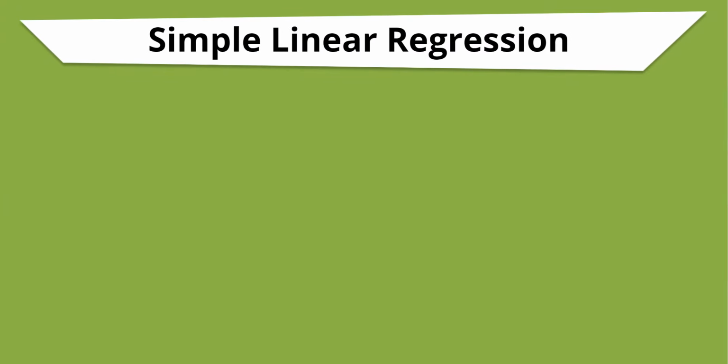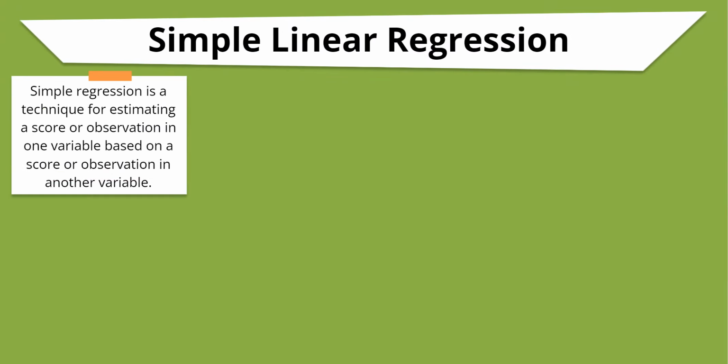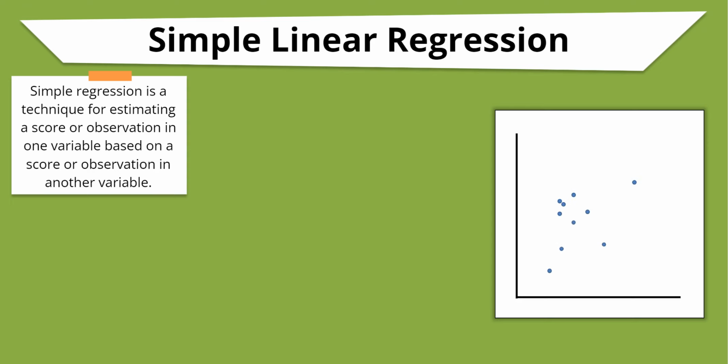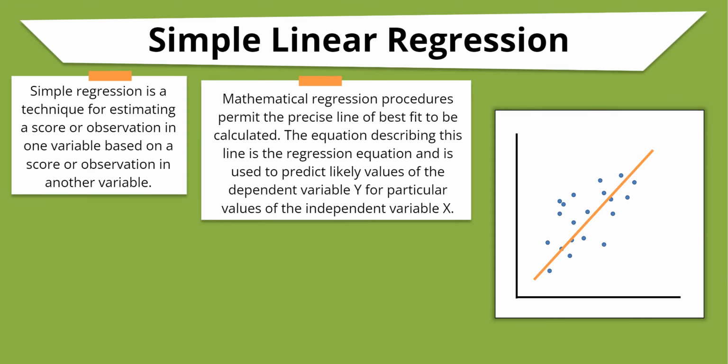Simple linear regression. Simple regression is a technique for estimating a score or observation in one variable, based on a score or observation in another variable. For example, it enables estimates to be made of y values from known values of x. Simple linear regression is based on finding the straight line on a scatter graph that fits the scatter points best. It is impossible to draw this line by hand, or estimate it by eye. This is where regression comes in. Mathematical regression procedures permit the precise line of best fit to be calculated.